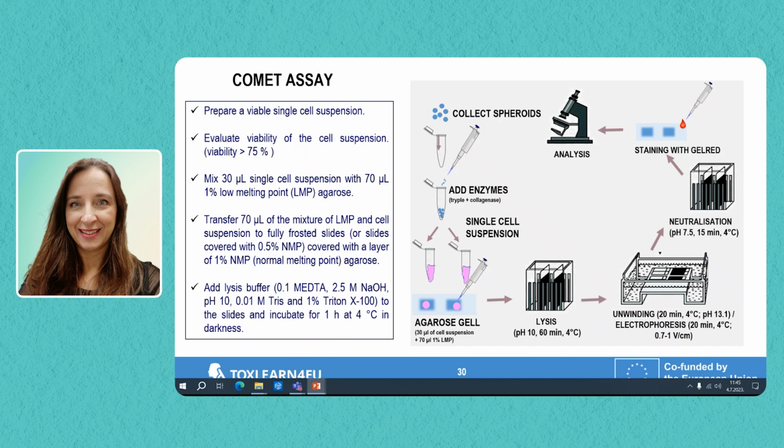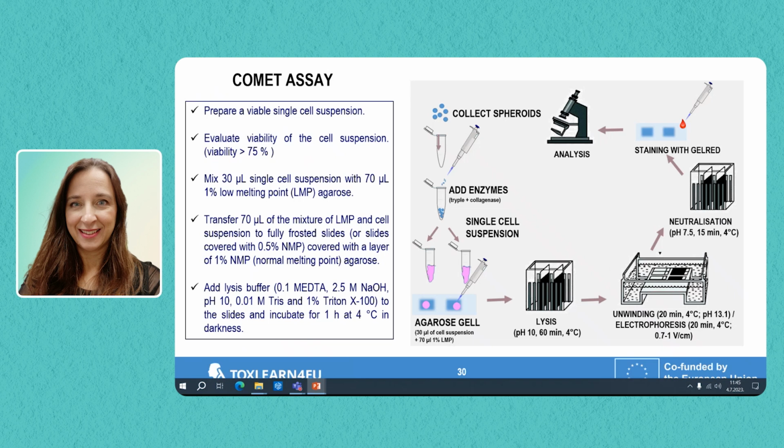So just to briefly explain the Comet assay. We have a single cell suspension. Like here, we added enzymes. The spheroids are treated with some chemicals, and then we proceed with the Comet assay. So here, these spheroids are, let's say, already treated with the compounds that we are investigating. Yeah. So we want to get single cells from these spheroids.